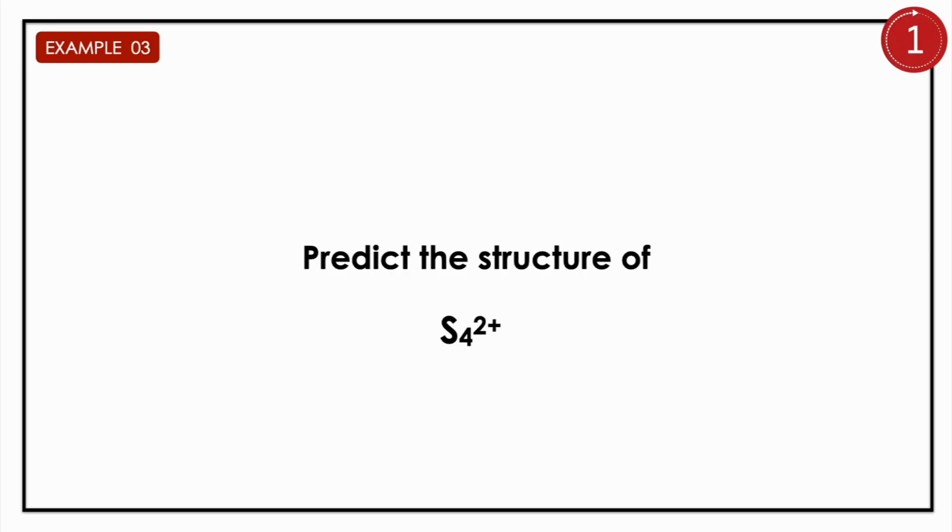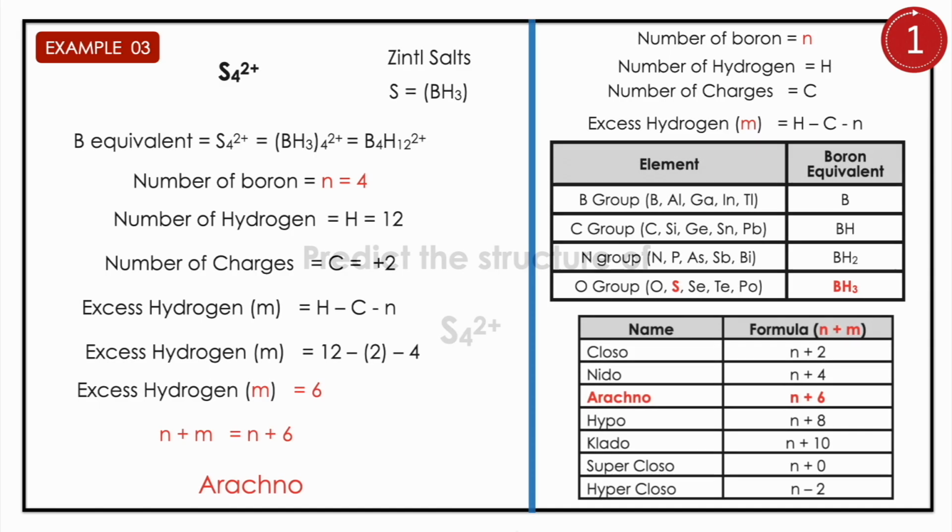Then the next example, S4 2+, that is sulfur dication. You should find the structure using Wade's rule. Here S4 2+ is given. It is a Zintl salt. So we should write the boron equivalent first.